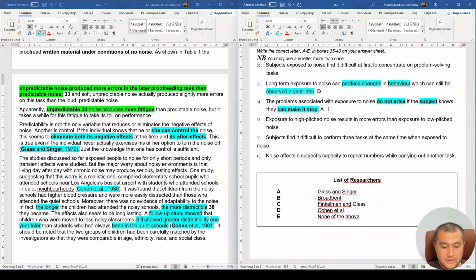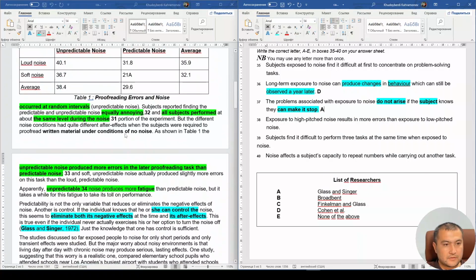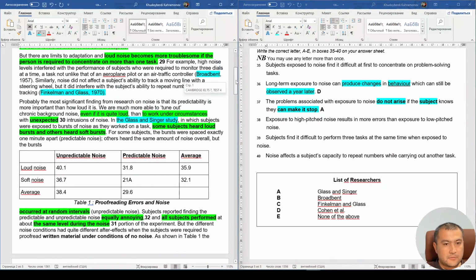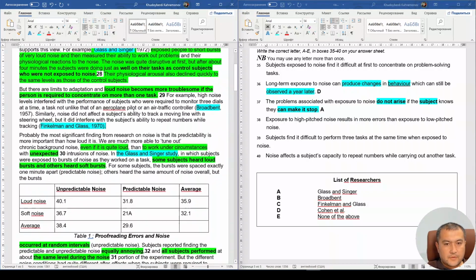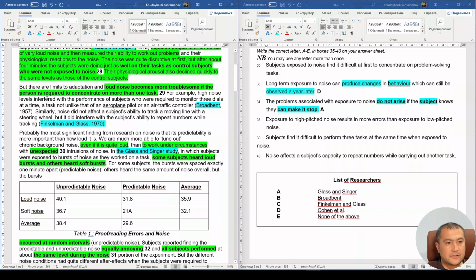All right, let's write A here. If you pay attention, I am going to try to read the names only, in order to not get distracted here. So, for example, the high noise levels interfered with the performance of subjects who were required to monitor three dials at a time, a task not unlike that of an airplane pilot or an air traffic controller. So it was said by Broadbent 1957, right?